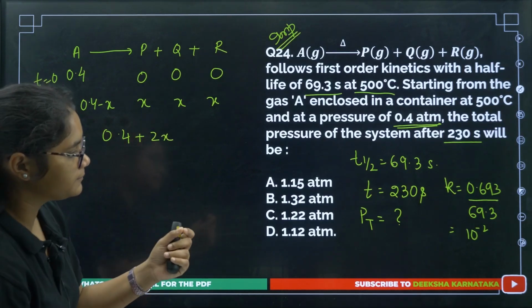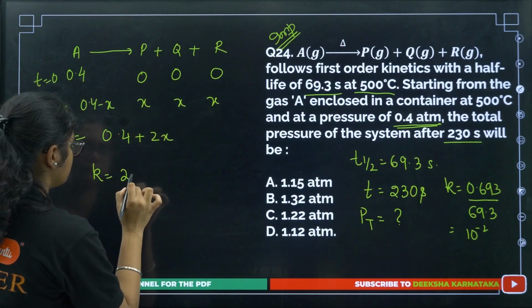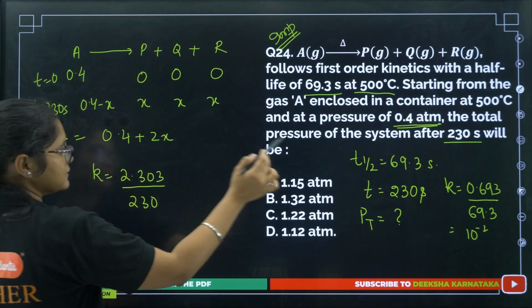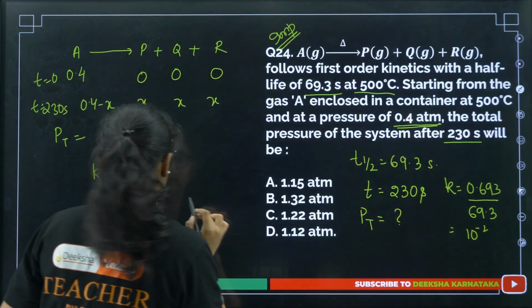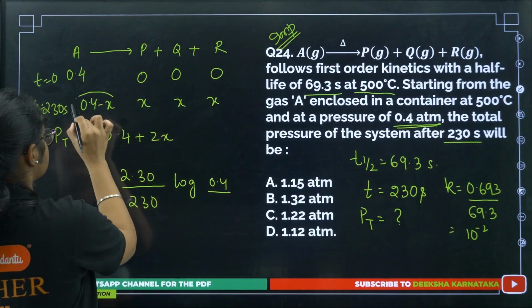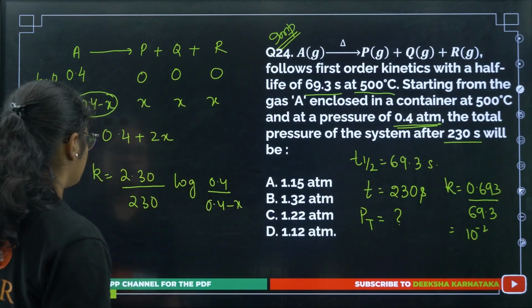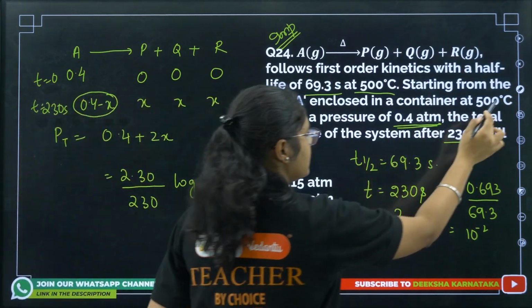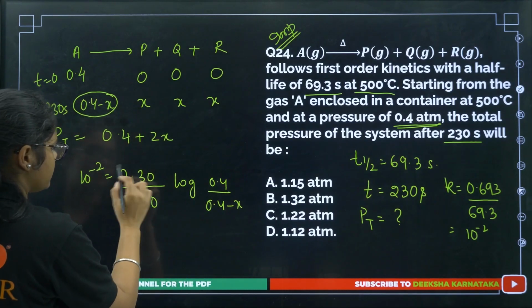Now for this calculation for a first order reaction, I can write K is equal to 2.303 by T. T is 230. For easy calculation, I will consider only 2.30 into log of P naught by P. What is the initial pressure? 0.4. What is the final pressure of A? 0.4 minus x, right? Now I need to solve this, and the K value I have already calculated, 10 to the power of minus 2. I will substitute that. Now if you solve this one also, I will get 10 to the power of minus 2.